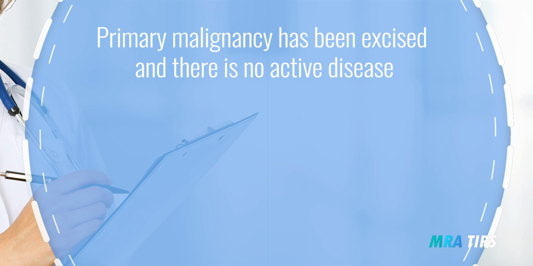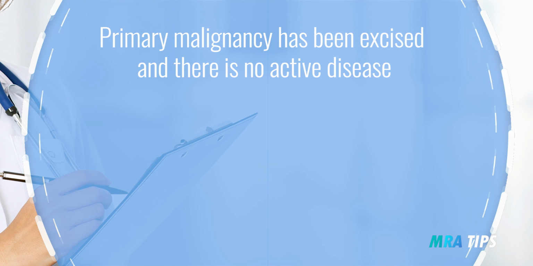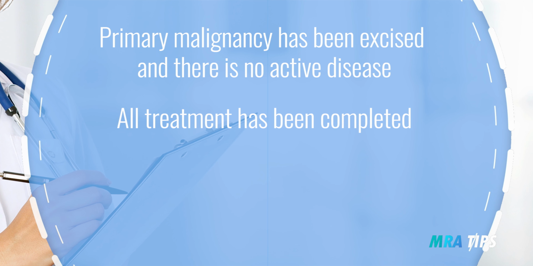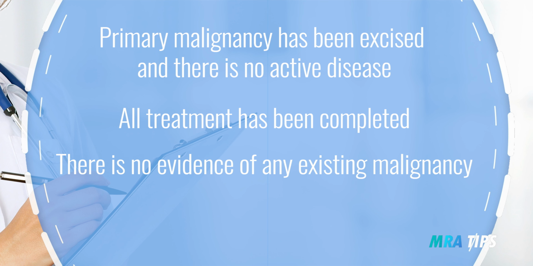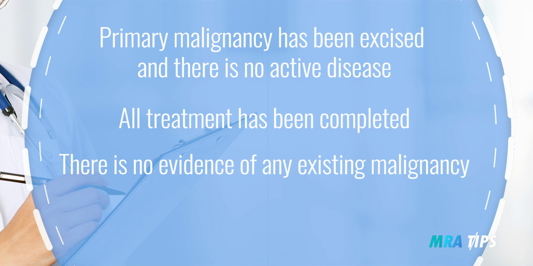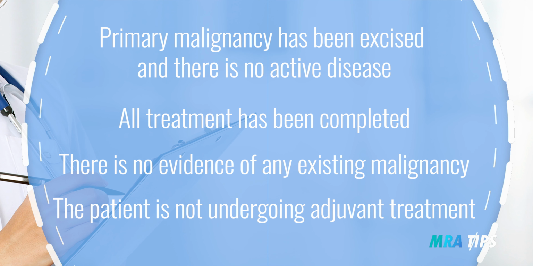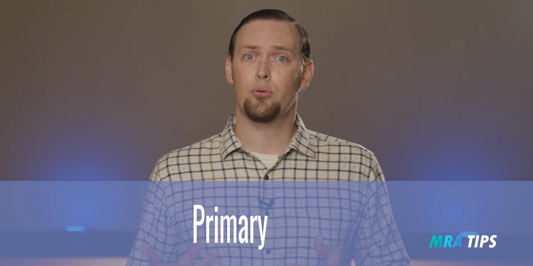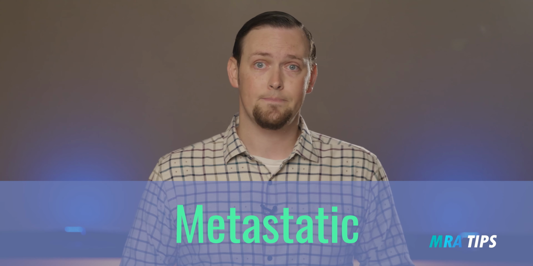You may document cancer as having no evidence of disease and use personal history Z codes when the primary malignancy has been excised and there is no active disease, all treatment has been completed, there is no evidence of any existing malignancy, and the patient is not undergoing adjuvant treatment. It is important that your documentation reflects the active cancer as being primary or metastatic.